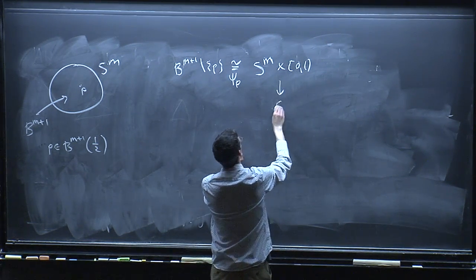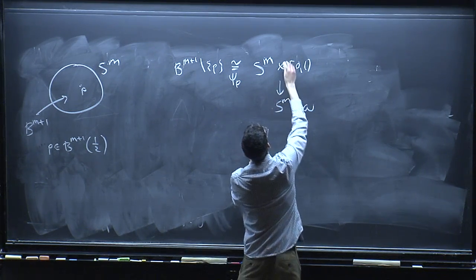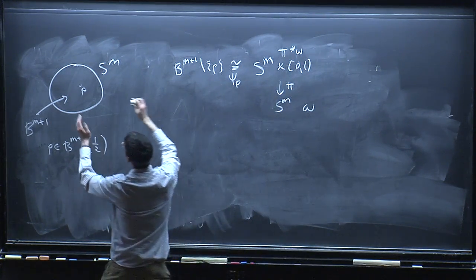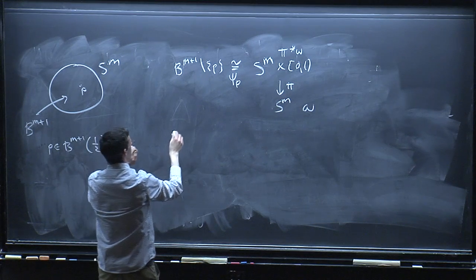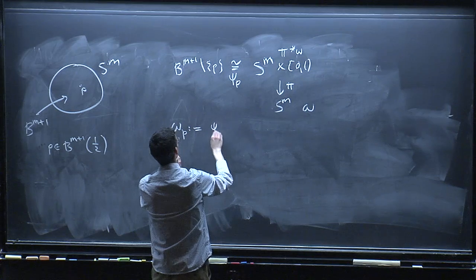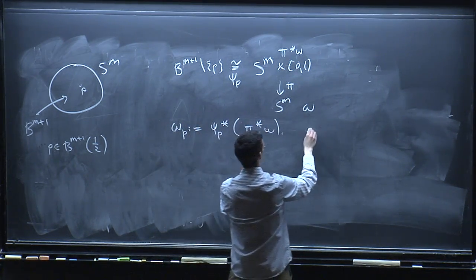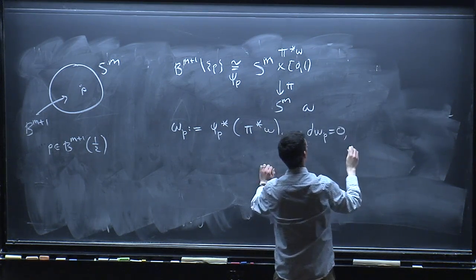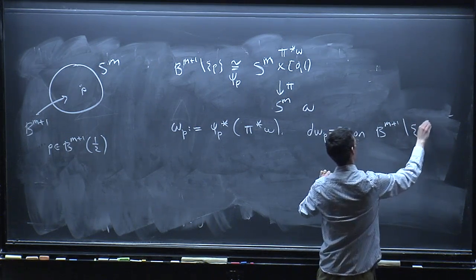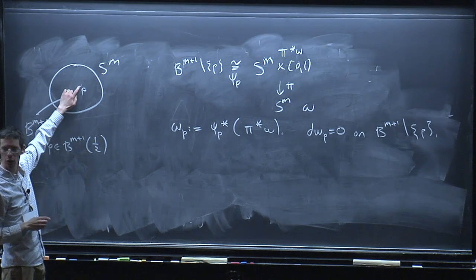And on S^m cross (0,1), there's an obvious projection to S^m. So if I form omega here, I can lift it up to a form here. And then I can pull it back, and I get a nice closed form, which is defined outside of this point. So omega sub p is defined to be C_p star of pi star of omega. So it's a closed form outside of this point. Now this doesn't look that great because it's quite singular as we approach p.